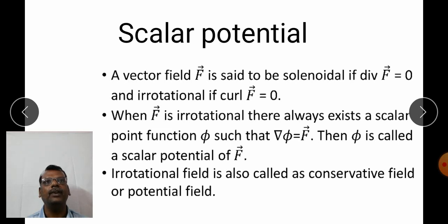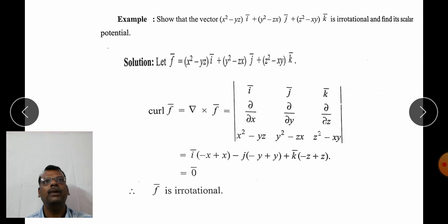Now we have to define the scalar potential. When F bar is irrotational, there always exists a scalar point function pi such that del pi is equal to F bar, then pi is called the scalar potential of F bar. An irrotational field is also called a conservative field or potential field. Now we have to do some problems on scalar potential.